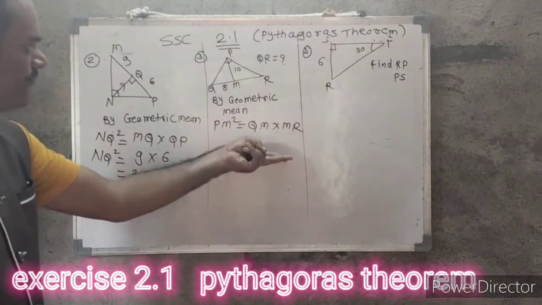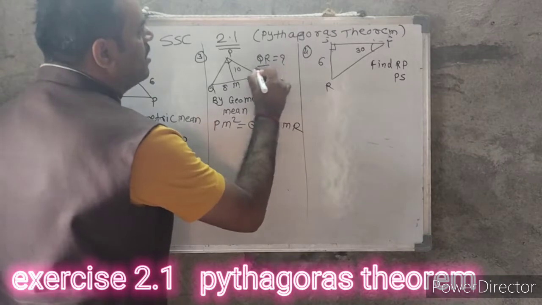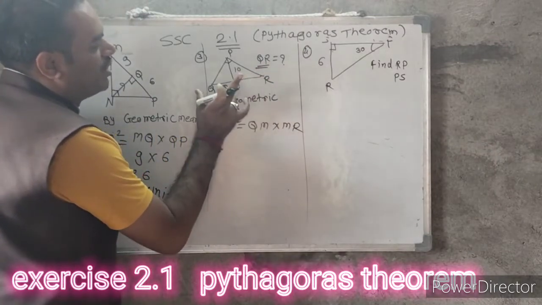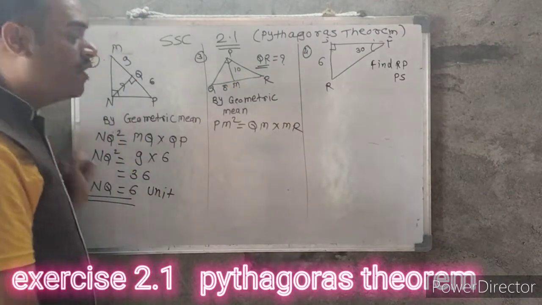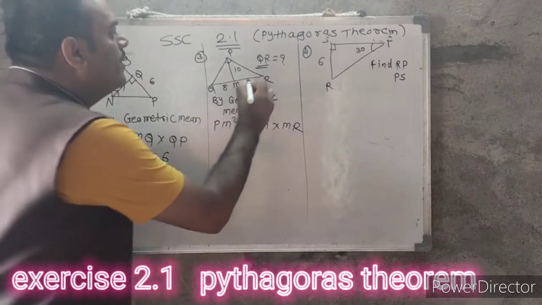Okay. In the same way, here they are asking QR. But QR is the total addition of QM plus MR. Okay. Firstly you have to find the MR by the geometric mean.